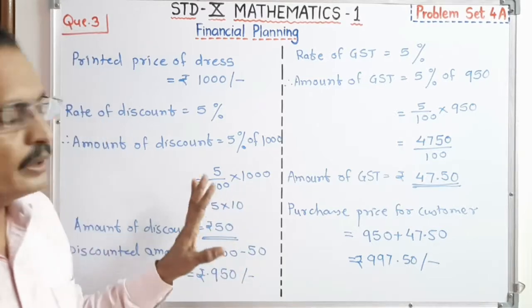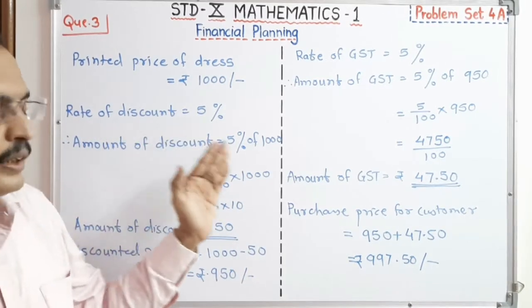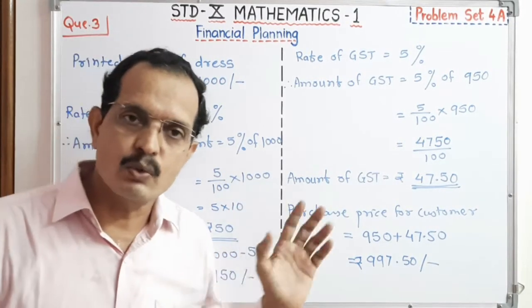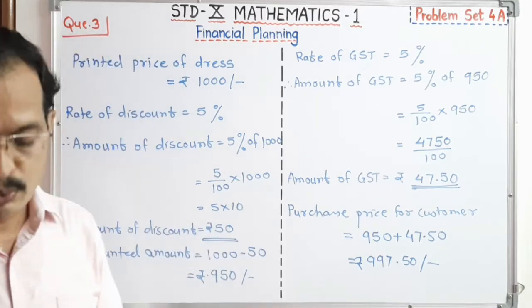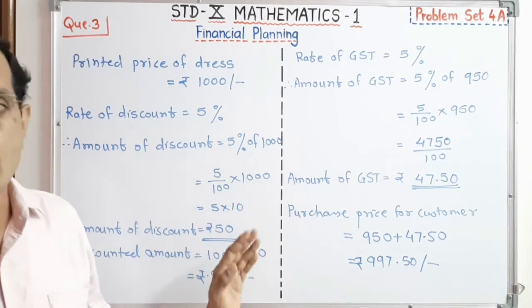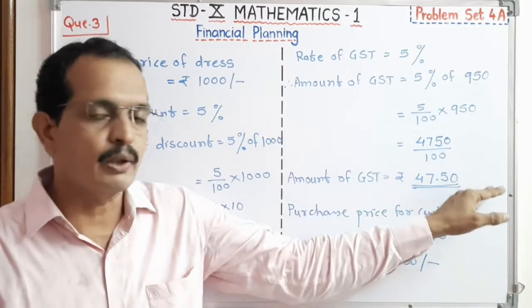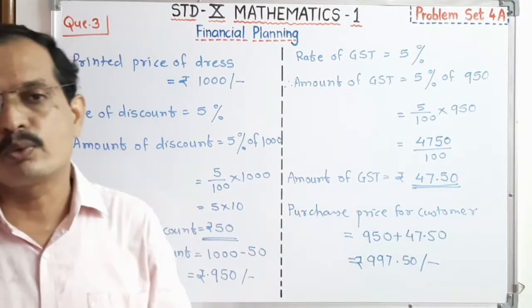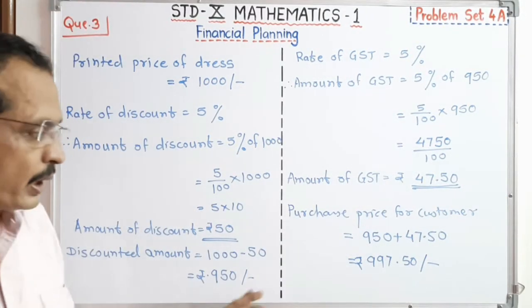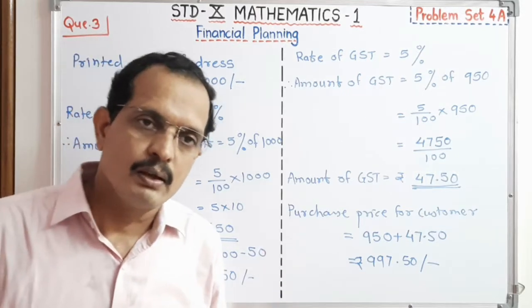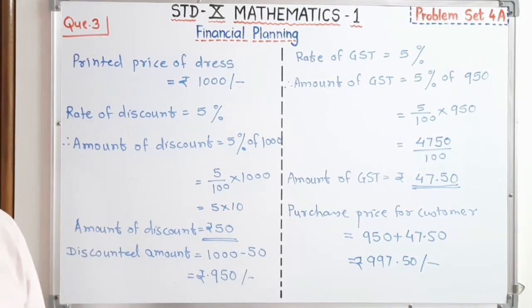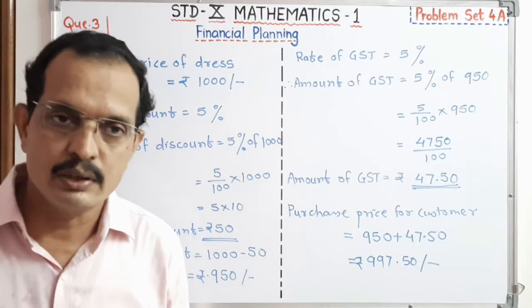Therefore, dear students, see, question number second and third are the same. Discount is given. First of all, we have to find out the discounted amount. On that discounted amount, we have to calculate the GST, and then we have to find out the final price of that product. Write down this sum in your notebook. We have to start with the next sum.